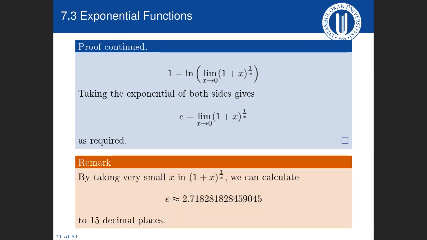If we choose a very, very small x, and then calculate 1 plus x to the power 1 over x, we can approximate e. And we can find that e is approximately 2.71828182845905. And then it goes on and on for the true value of e, because e is irrational.